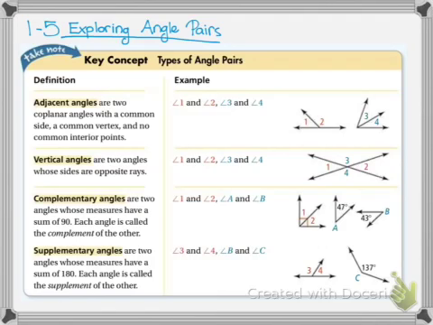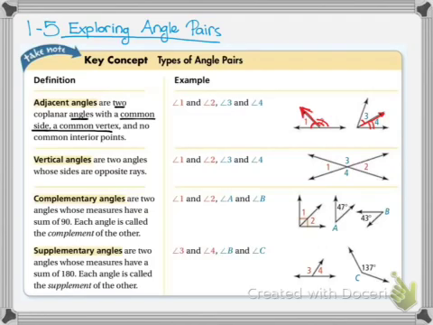Okay? I know that this gives you a lot more definition-wise, but the important thing is it's two angles with a common side. Okay? And a common vertex. Those are adjacent angles. So for instance, in our example, angle 1 here and angle 2 are adjacent angles. They share this ray. Okay? And then also angle 3 and angle 4 are adjacent angles. They also share a ray and an endpoint.